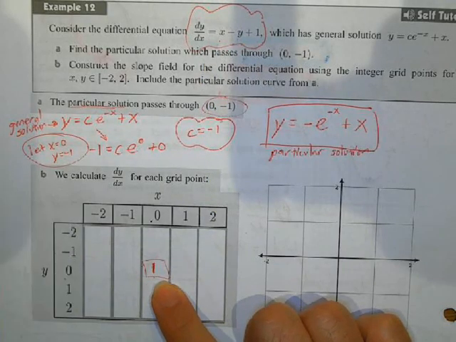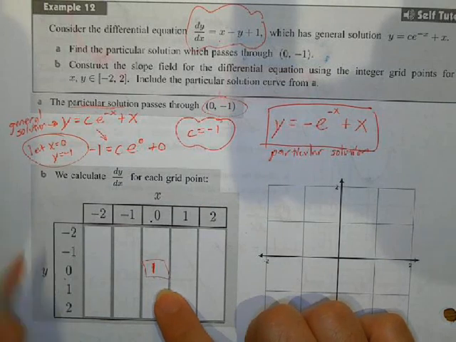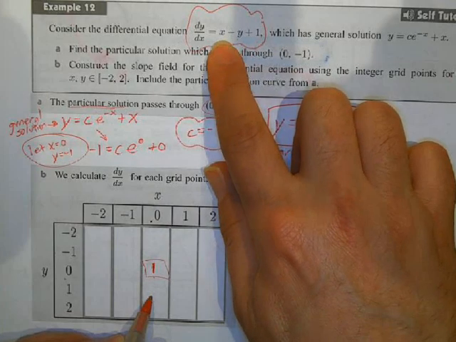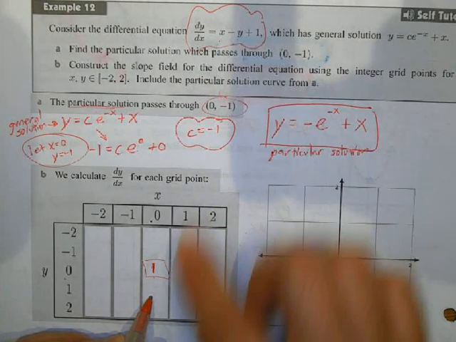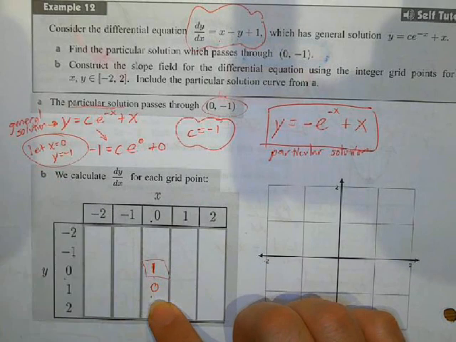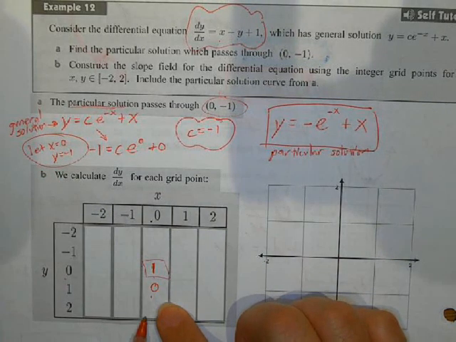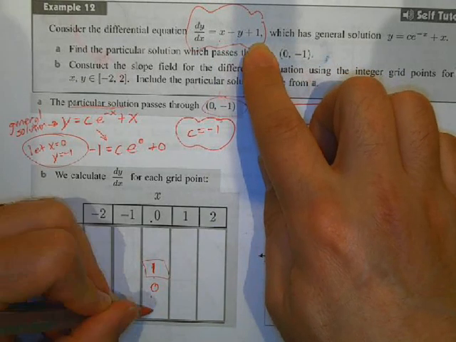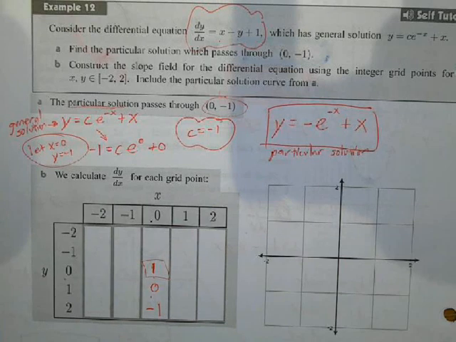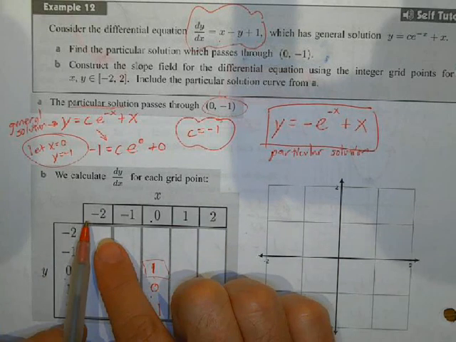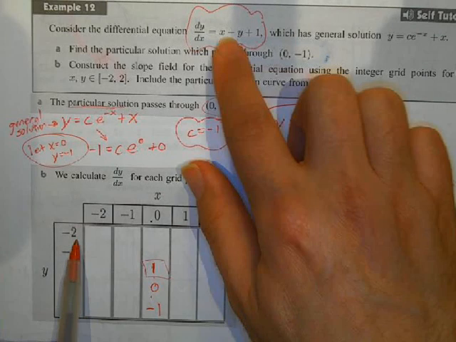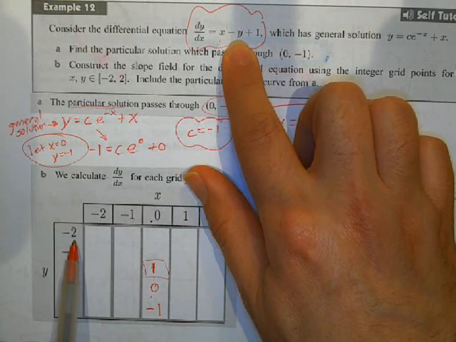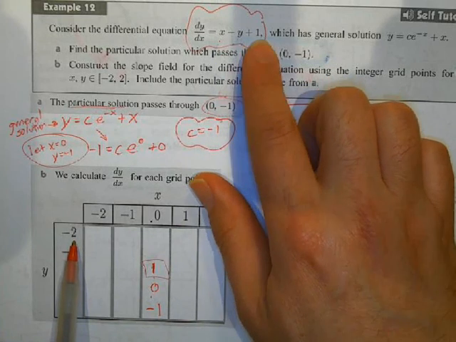Okay. When x is 0 and y is 1, I would have 0 minus 1 plus 1. That's going to give me a slope of 0. If x is 0 and y is 2, I would have 0 minus 2 plus 1. I'm going to get a slope of negative 1. Let's do another one here. Negative 2 and negative 2. So I have negative 2 minus negative 2. Well, that's going to become 0. And then plus 1, I'm going to have a slope of 1.